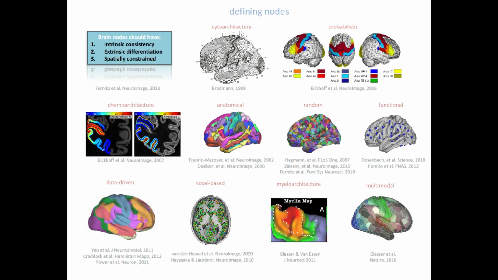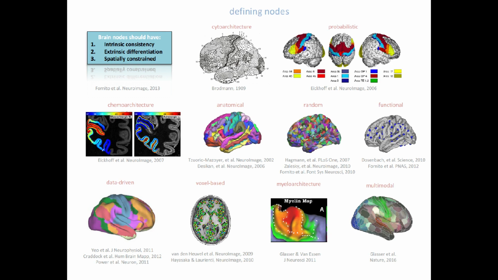We could define regions based on variations in chemoarchitecture, so looking at differences in the distribution of different receptor types. We can use anatomical landmarks, so sulcal and gyral boundaries. This is quite common, but as I mentioned, they don't normally coincide with cytoarchitectonic or functional borders. We could just parcellate the brain at random, trying to ensure that the nodes are equal size.